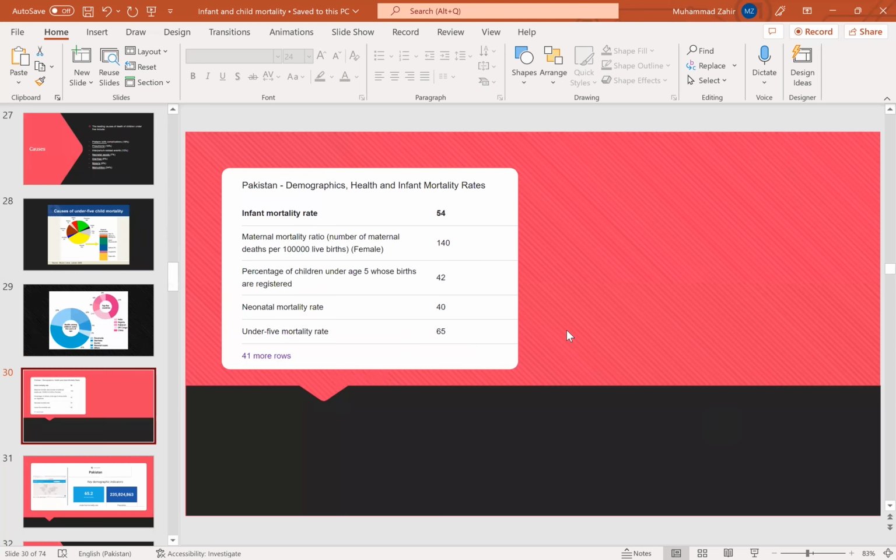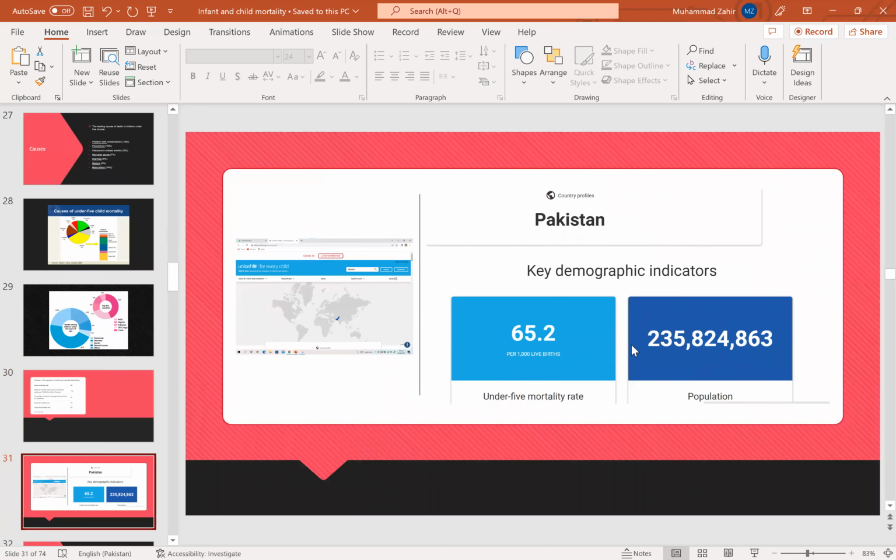According to the Pakistan Demographic and Health Survey, the infant mortality rate is right now 54 and under 5 is 65. So the under 5 mortality rate is 25.2 per 1,000 live births.